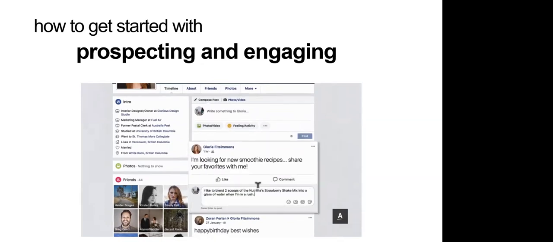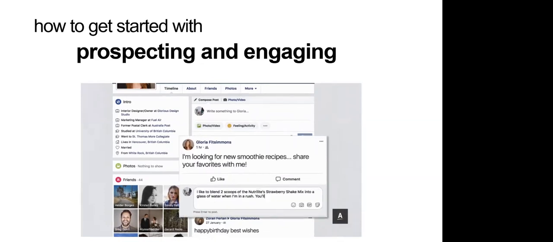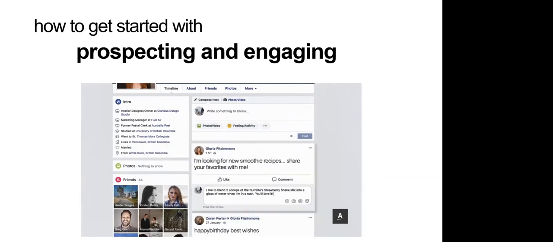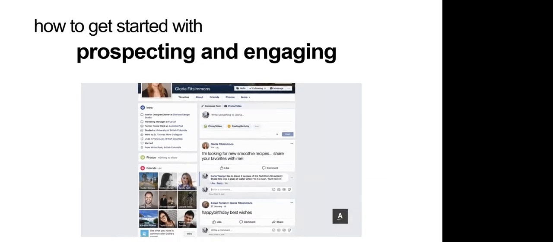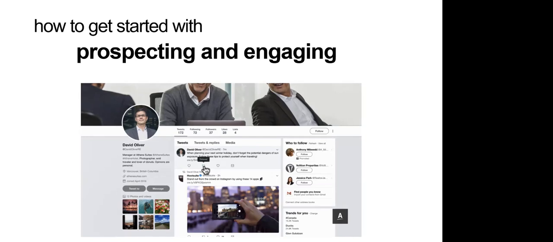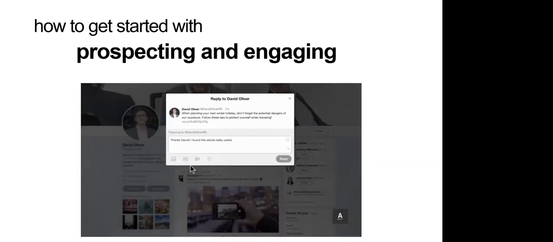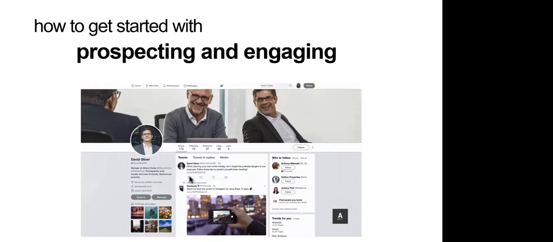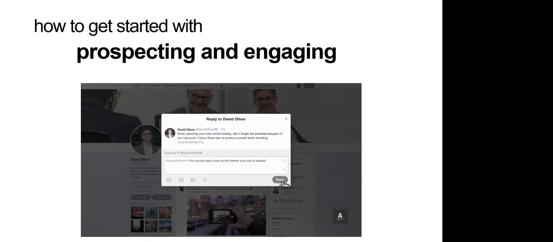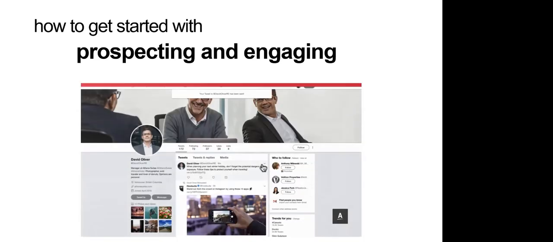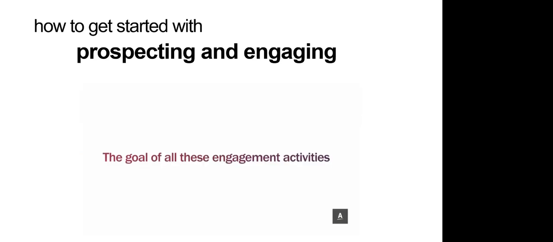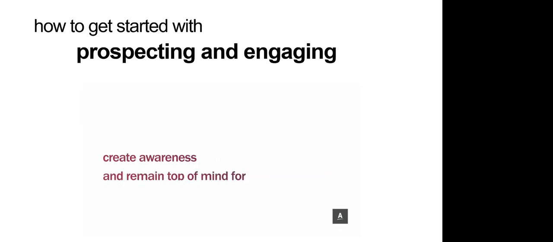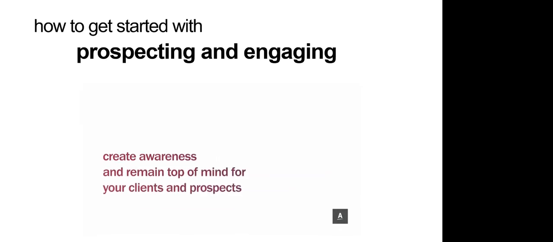You might interact with your prospect's content by commenting on their blog or social media posts, which could generate a conversation that showcases your expertise. On Twitter, you could retweet a relevant tweet from a prospect or send a thoughtful reply. If you've come across a piece of content that connects with one of your prospect's pain points, tweet it at them directly with a brief note about why they might find it interesting. Keep in mind, the goal of all these engagement activities is to establish yourself as a trusted advisor, create awareness, and remain top of mind for your clients and prospects.